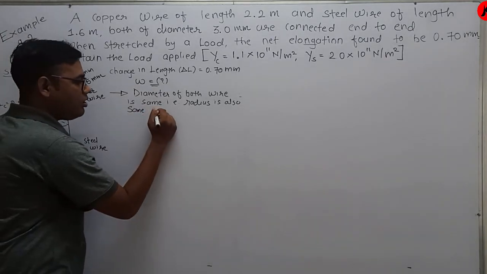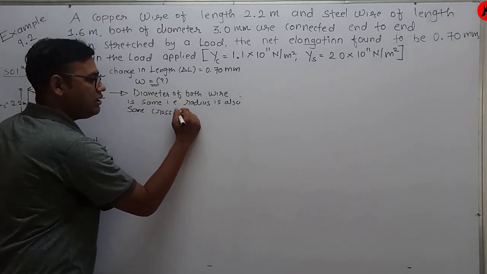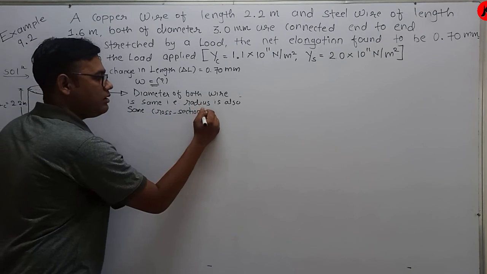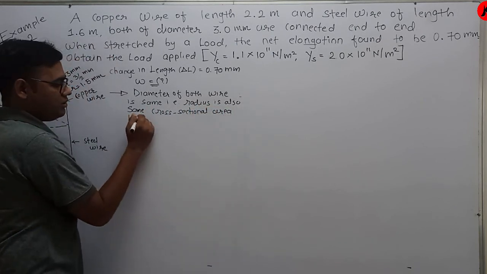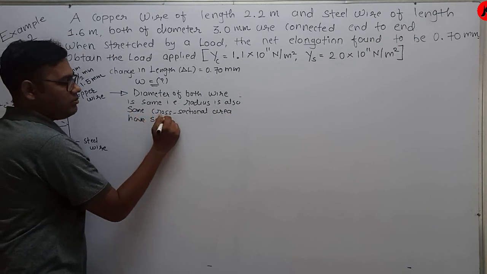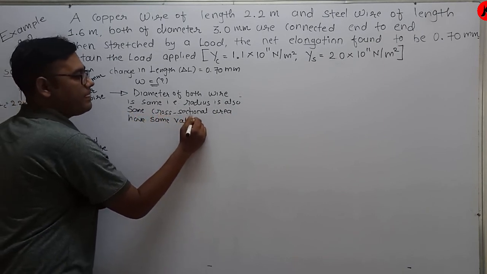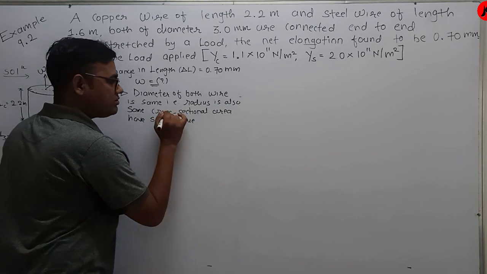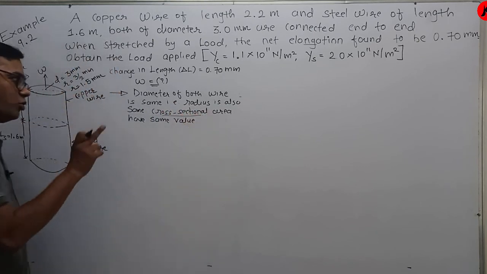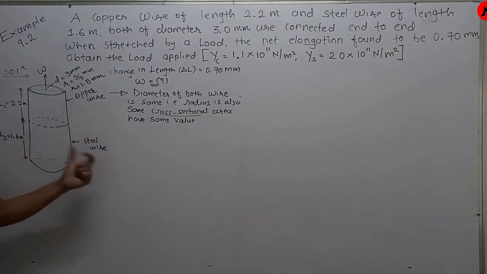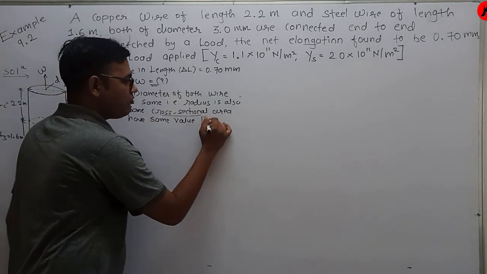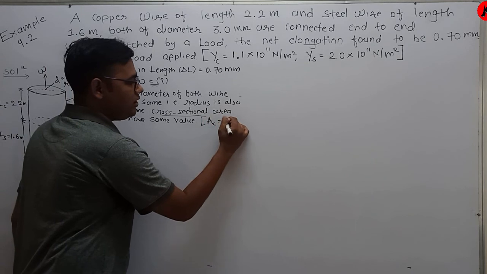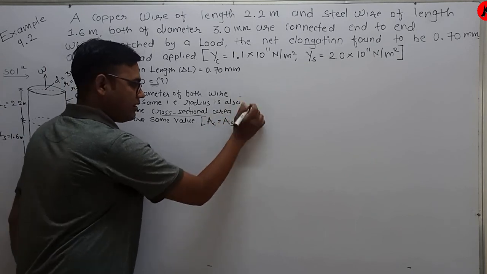the cross sectional area has the same value. The cross sectional area for both the wires, copper wire as well as steel wire, has the same value. So area of copper wire is equal to area of steel wire, right?